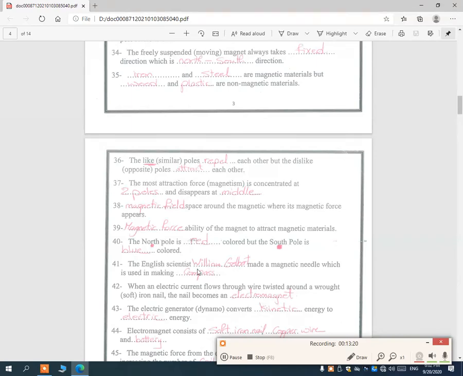41. The English scientist Dots made the magnetic needle which is used in making dots. English scientist William Gilbert made the magnetic needle which is used in making compass. Of course, William Gilbert made the compass.